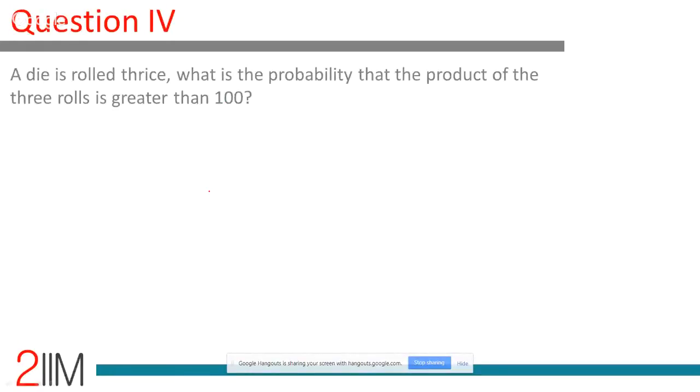So we'll share this. A die is rolled thrice. What is the probability that the product of the three rolls is greater than 100? Once again, a wonderful question because it's a fun question to solve. What are the total number of outcomes? I always love finding the total number of outcomes because that just puts in place our denominator. Denominator is 216. Why so? 6 cubed, 6 into 6 into 6. 6 outcomes for the first roll, 6 for the second one, 6 for the third one, 6 cubed, 216. Total possibilities is 216.